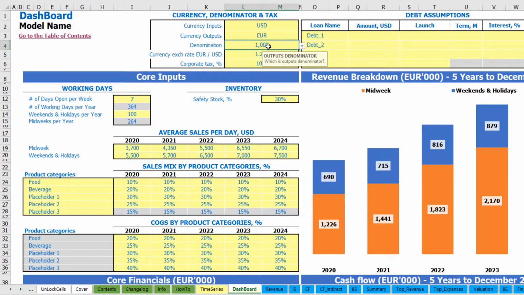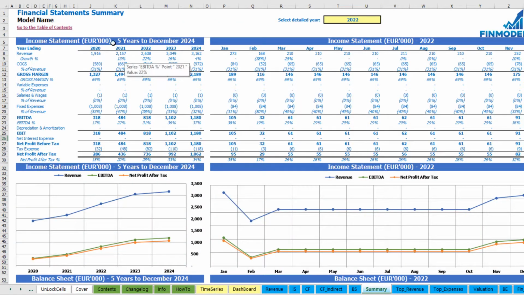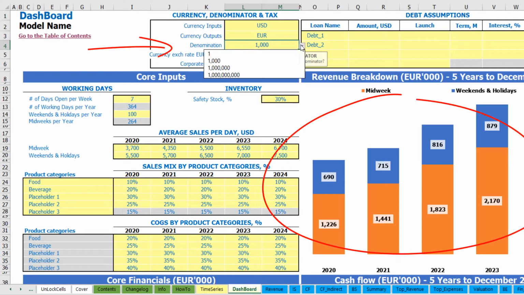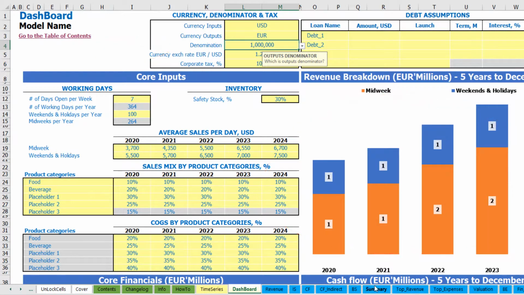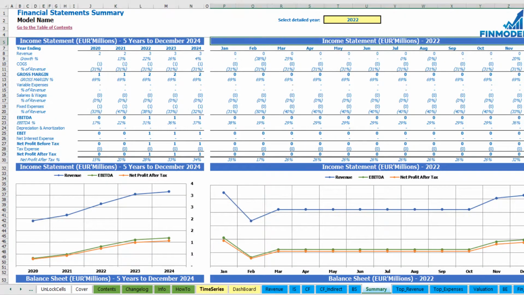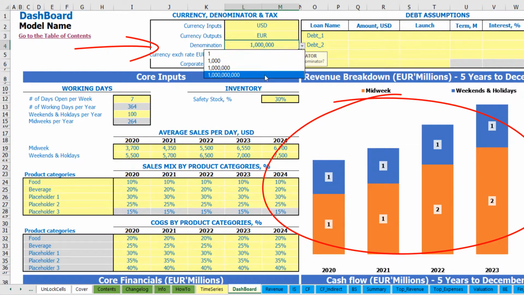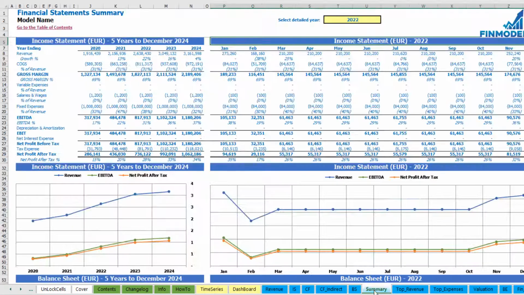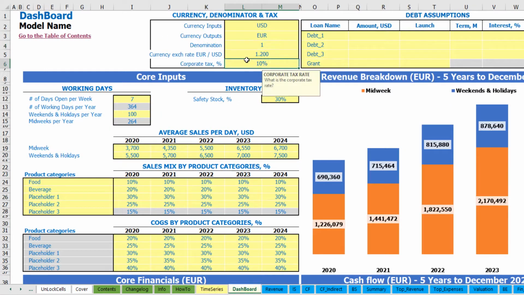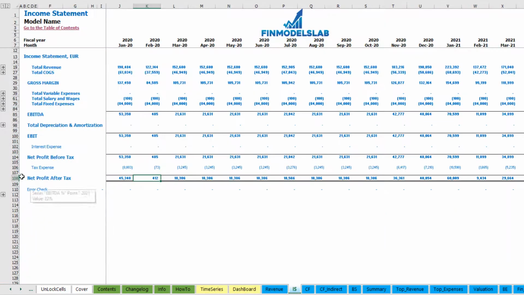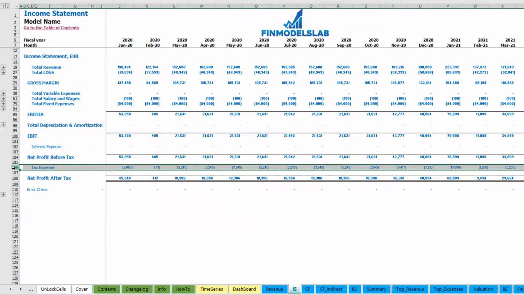Additionally, you have denomination, which means that you can denominate all your outputs on the reports. In this example, you have denomination is 1000, means that your outputs is denominated by 1000. You can select millions. You may see that now it is in $1 million. You can set also billions or without any denomination. Additionally, you have corporate tax setup. You can change this number and this will impact tax expenses in your income statement.